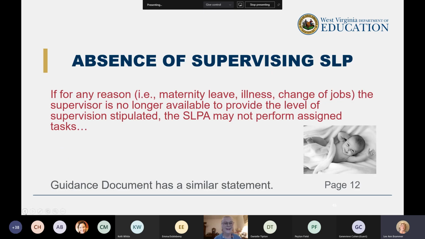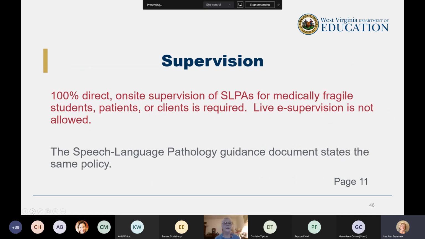So, okay, the absence of the supervising SLP, this is also in your guidance document. If the SLP is absent for an extended period of time, maternity leave, illness, then you need to find a new supervisor and you do another supervision plan. That's also in your guidance document.